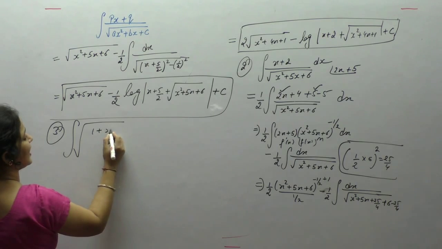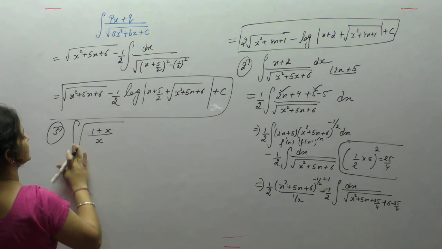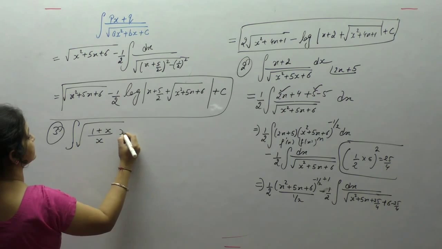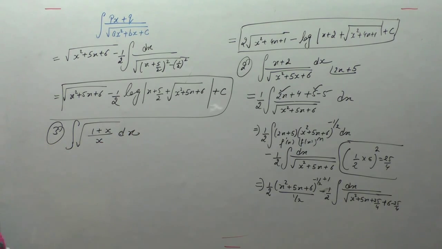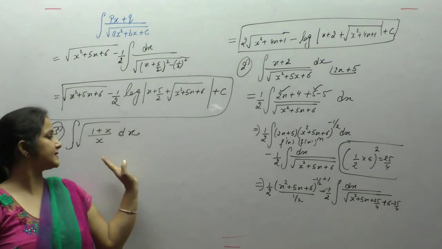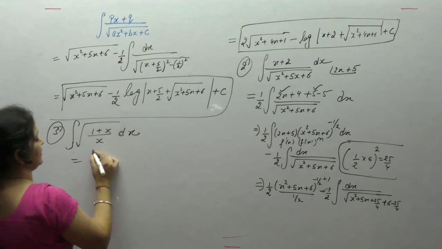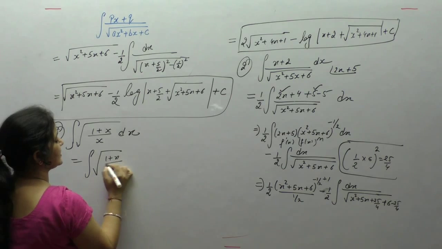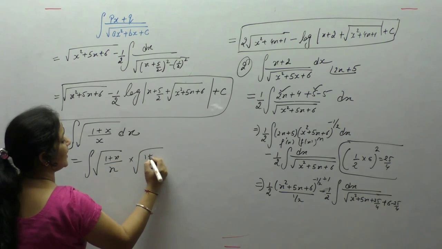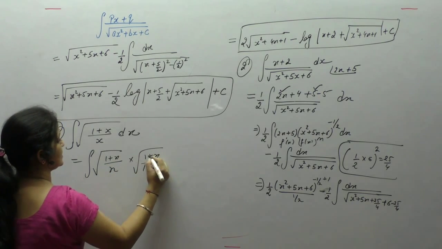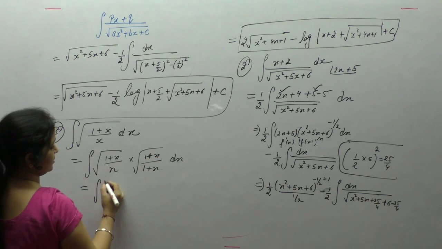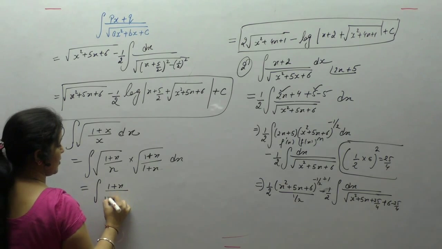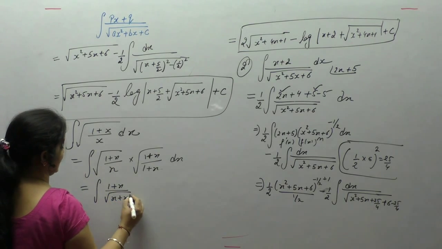Next, integral of square root of 1 plus x upon x, dx. Now here we have the term 1 plus x in the numerator and x in the denominator. First multiply it by 1 plus x into 1 plus x to remove the square root. We get 1 plus x upon square root of x plus x square.